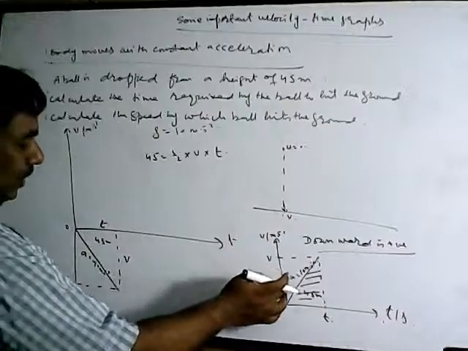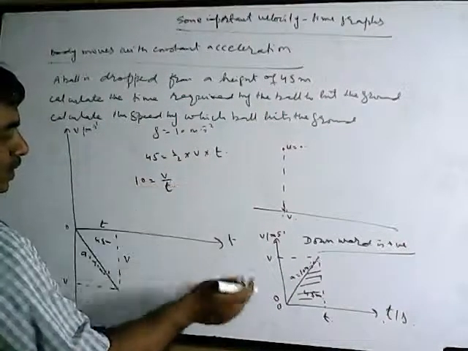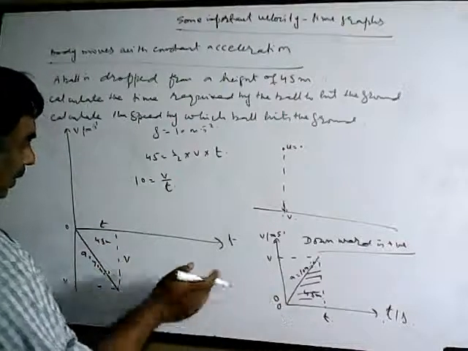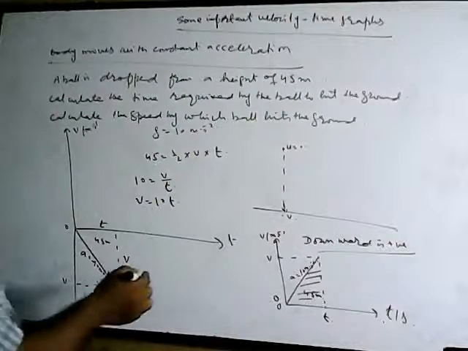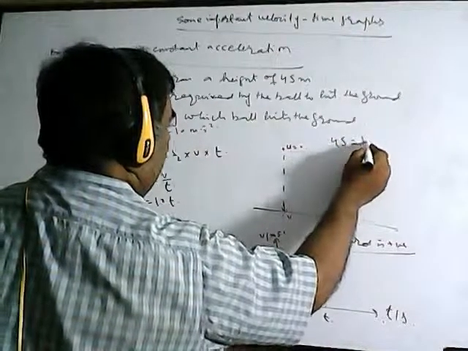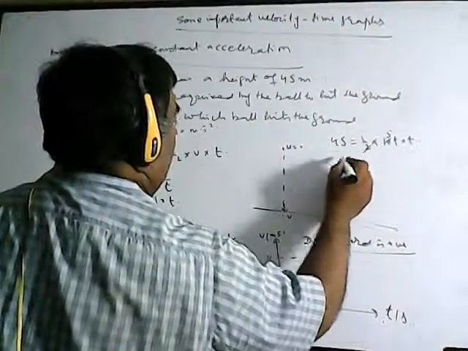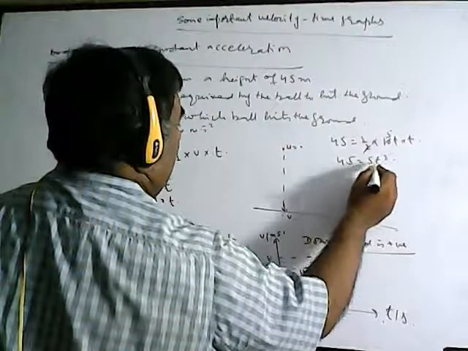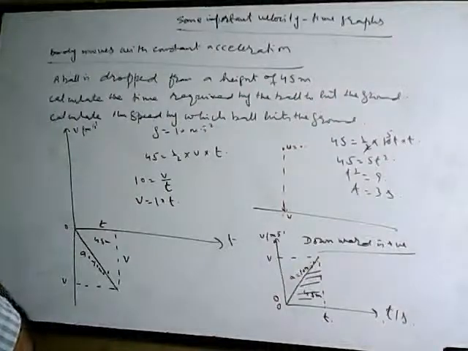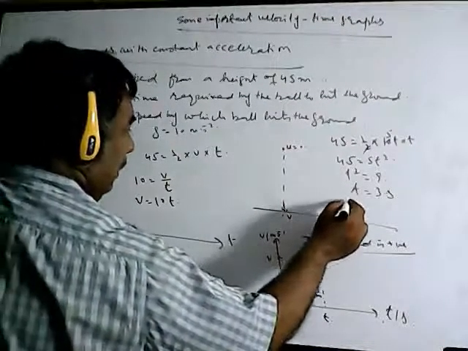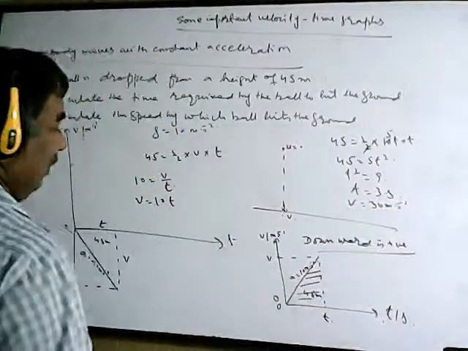Now I'll first calculate the acceleration a. I can say 10 is equal to v upon t, just by the gradient, in both cases. So v is equal to 10t. I'll put v equal to 10t in this equation. This comes out to be 45 equal to 1 upon 2 into 10t into t. So 45 is equal to 5t square, so t square is equal to 9. So t is 3 seconds. When t comes out to be 3 seconds, I can find v. v is 10t, so v is 30 meters per second.